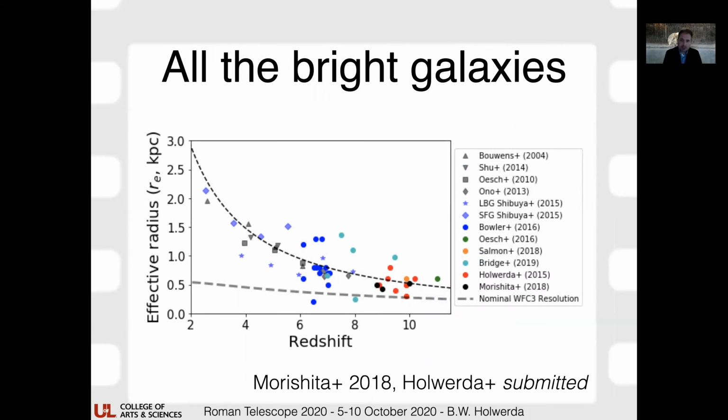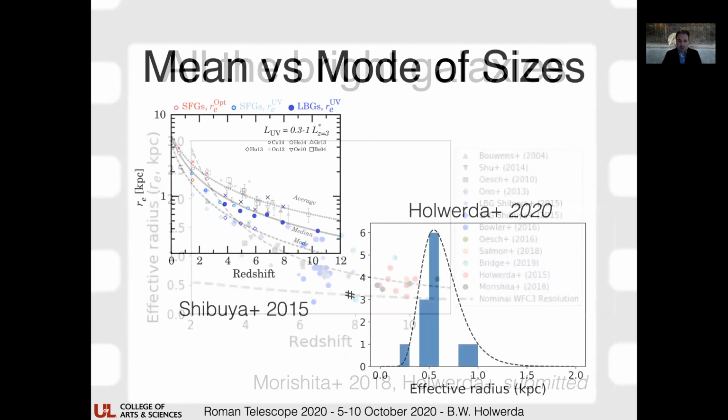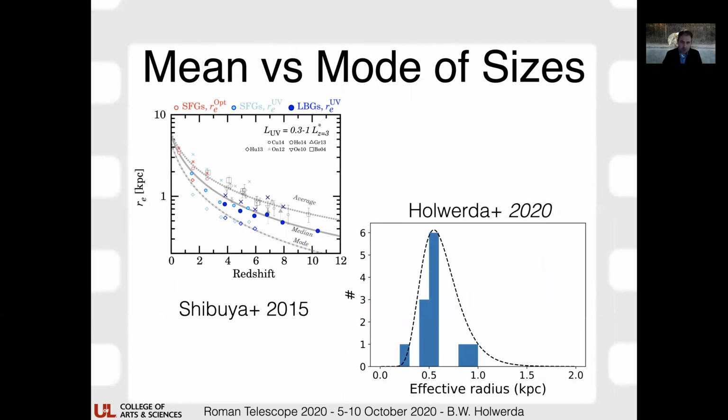This keeps going at redshift 9 and 10 with the Morishita results and the 2015 results that I added in here as well. And so you can see that we still resolve the brightest sources even with WFC3, and we will do that with the Roman telescope as well. And so we don't want to cut them down in size too much, because we're interested in the size evolution. That is a useful measurement.